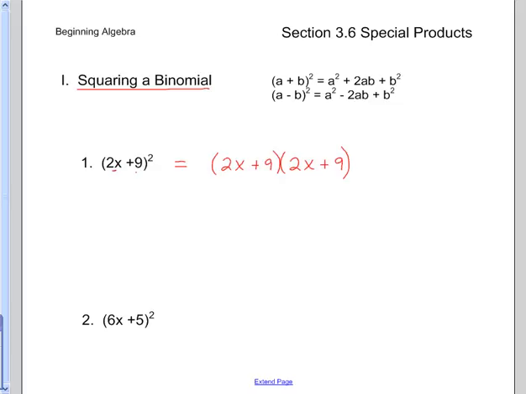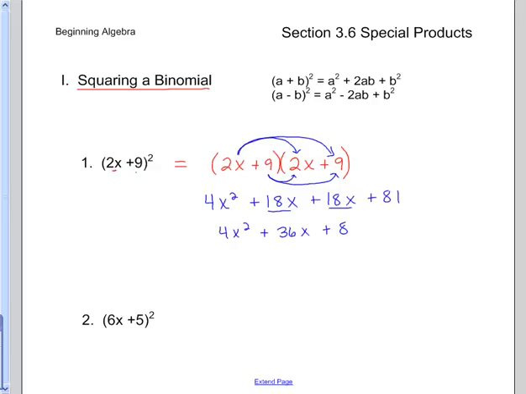That would mean multiplying first: 2x times 2x would be 4x squared. Outer: 2x times 9 would be plus 18x. Inner would be 9 times 2x, which would be 18x. And last would be 9 times 9, which is 81. Which is fine. Nothing new that we haven't already done. Combine like terms. 4x squared. I have an 18x and an 18x, which would be plus 36x plus 81.